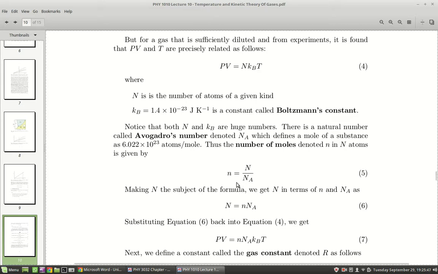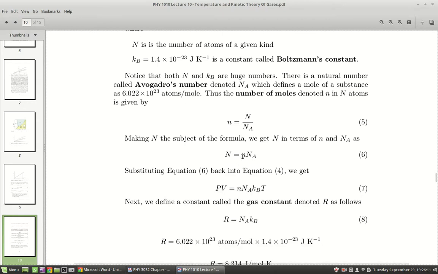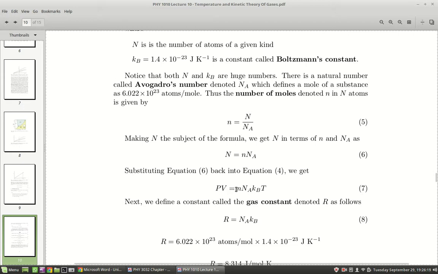Avogadro's number is the number of atoms you have in 1 mole. So whatever number of atoms you have in that particular container or bulb of the gas thermometer, you divide it by Avogadro's constant, and it will give you the number of moles. Therefore, you can express the number of atoms as the number of moles times Avogadro's constant. So instead of writing this N, we tend to write the number of moles multiplied by Avogadro's constant. Then we substitute in here, so we end up having PV equals small n, then Avogadro's constant, then Kb, then T.